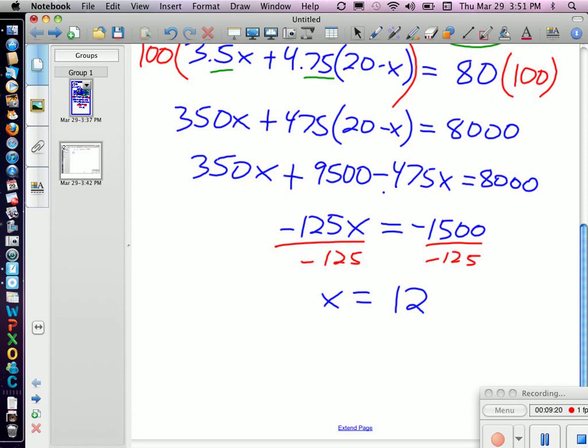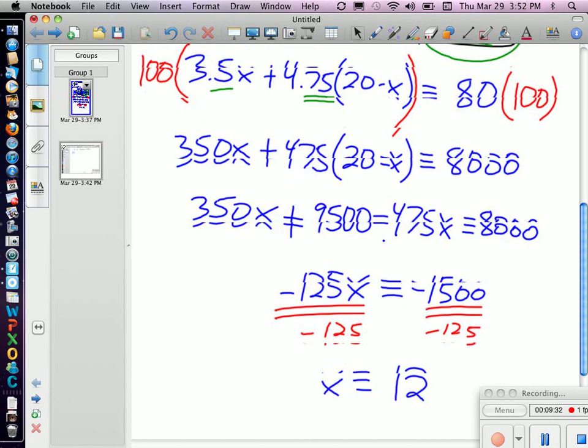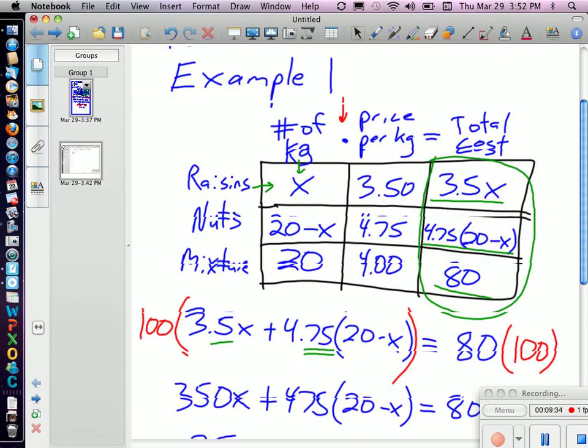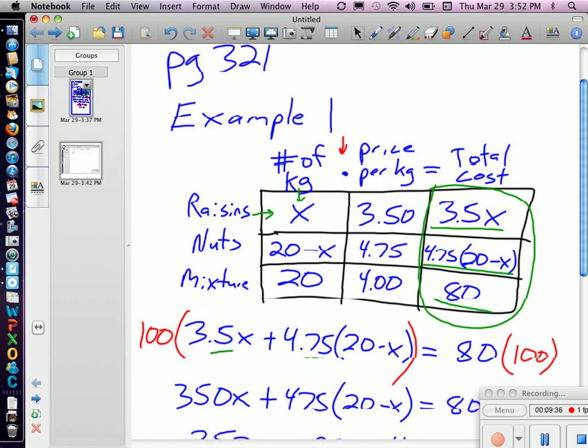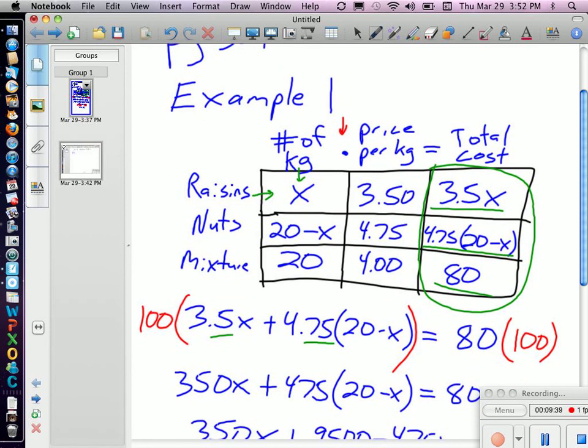As usual, we've just completed step 4 of the 5-step problem-solving method, and we have not yet solved the problem. So you always want to reread the question, which is how many kilograms of each? We know what x is. Let's go back up here. We know that x is raisins. So now we know that there are 12 kilograms of raisins, and that 20 minus x is nuts, so we have 8 kilograms of nuts. And I totally made that up in the beginning with 12 and 8. I didn't actually realize that was going to be the answer, but it was just lucky, I guess.